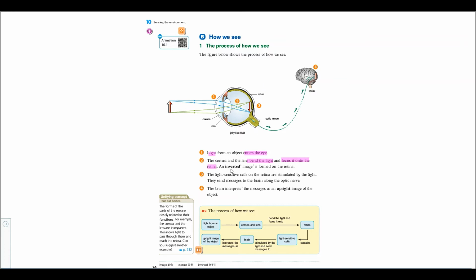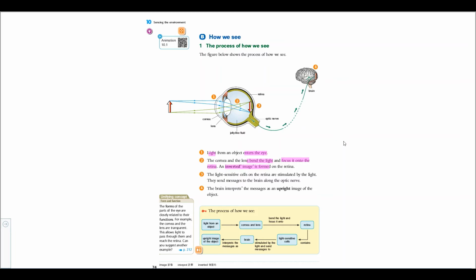And in the process, remember, an inverted image is formed. Inverted. So you can see this arrow, it is upside down, so the top part becomes the bottom, and also left and right are inverted. So the red part is originally on the right and now it's on the left. So this is called an inverted image.